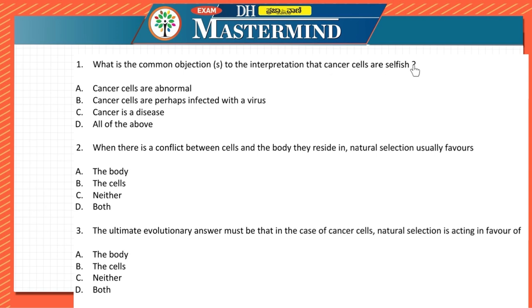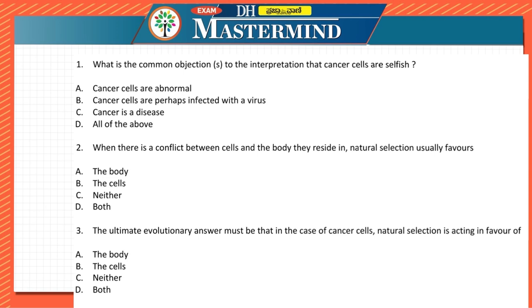So, they have mentioned that cancer cells are selfish, and what you can defend by saying that. Cancer cells are abnormal, cancer cells are perhaps infected with a virus, cancer is a disease, all of the above. So, we have to read this because it is related to science. We have to go back to the passage only, because you never know what kind of statements they have mentioned or what kind of research that person has done yet.